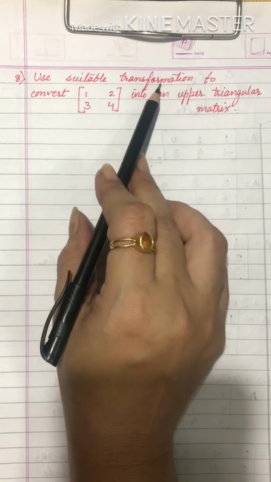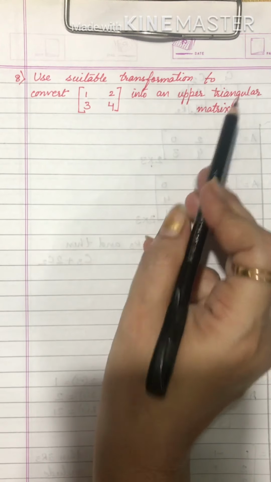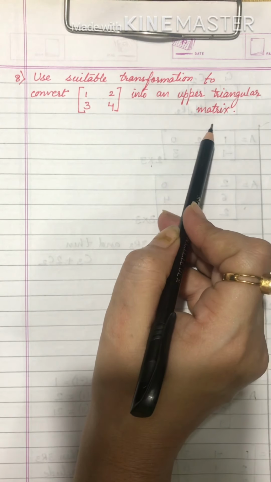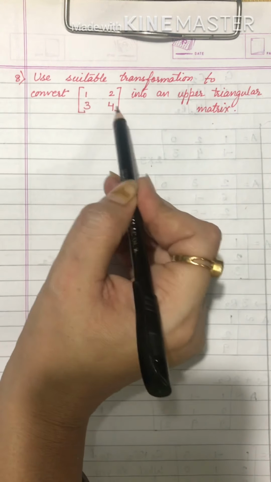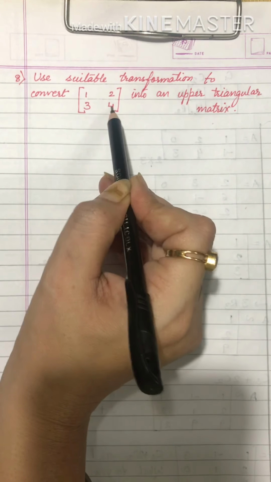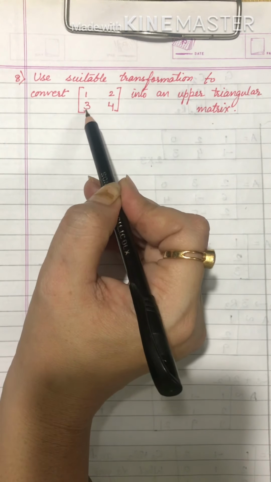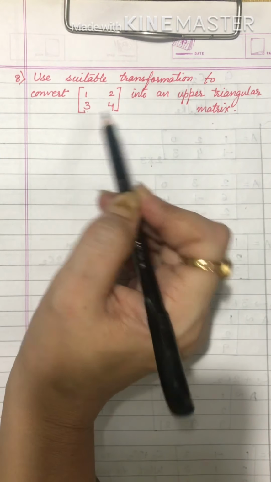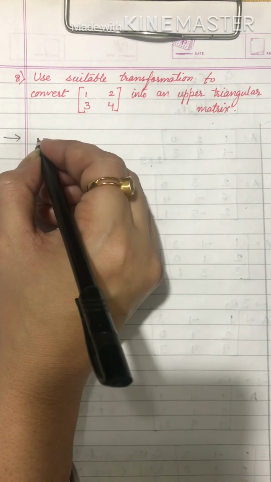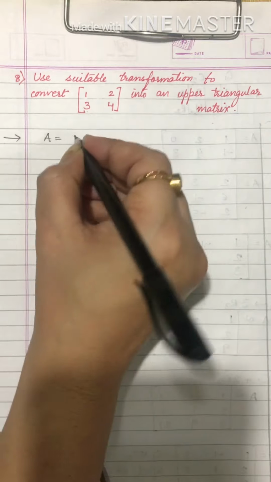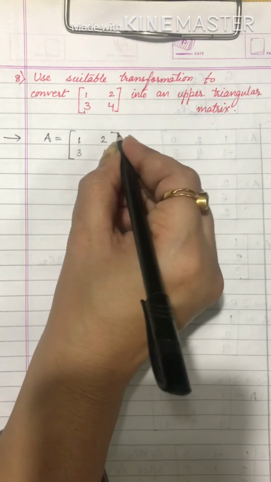Use suitable transformation to convert the matrix into an upper triangular matrix. Now, what is an upper triangular matrix? When you consider these two elements as the diagonal elements, then the elements lower than the diagonal should be 0. That type of matrix is called an upper triangular matrix. Now, let's see how we will do this. Just assign a name to this matrix: A is equal to 1, 2, 3, 4.